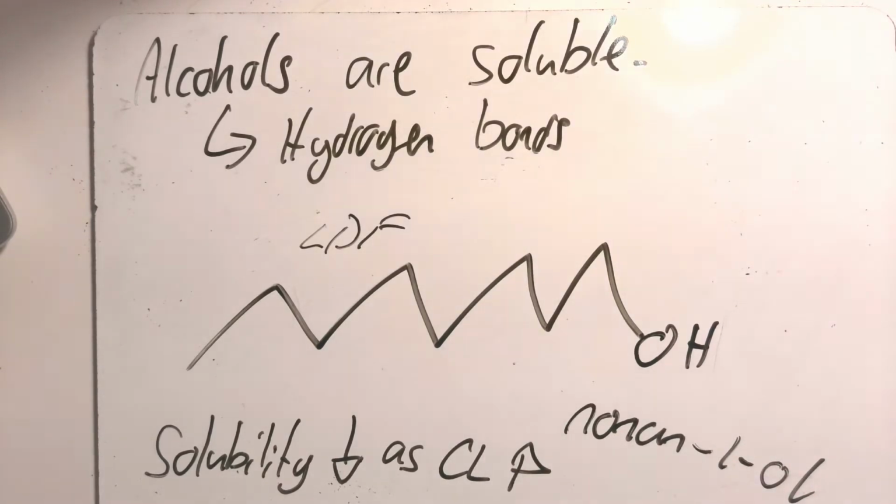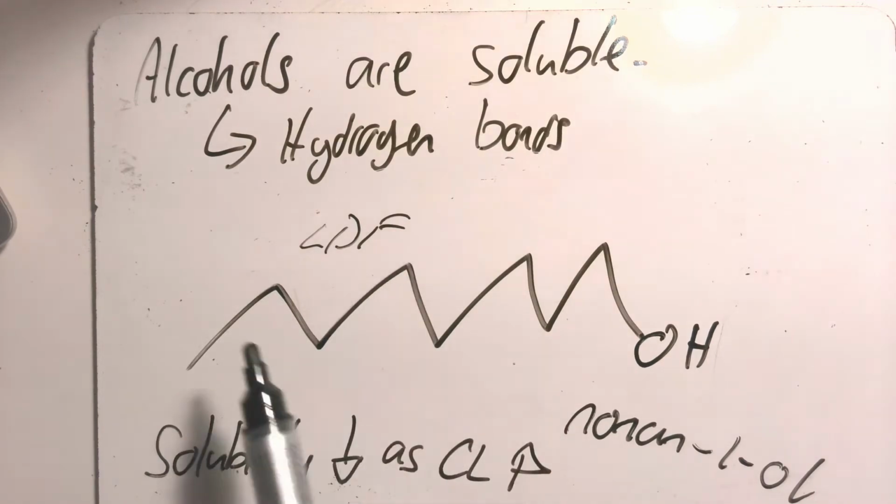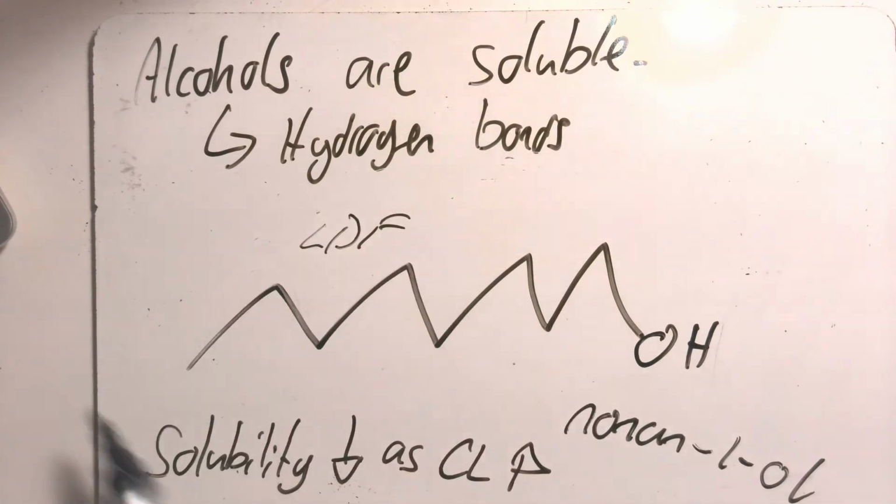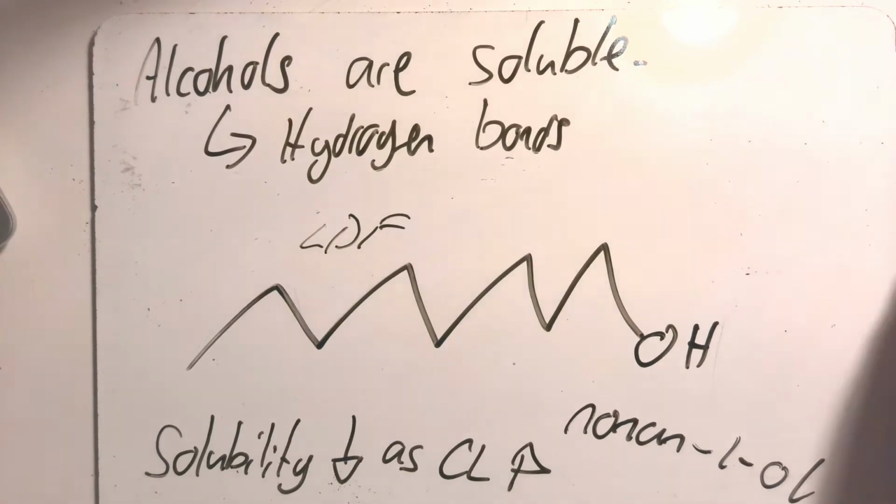You can offset this by putting in multiple OH groups along the chain. So the more OH groups you have, the more soluble that substance will be in water. Alcohol, of course, being polar, will not dissolve in a non-polar solvent.